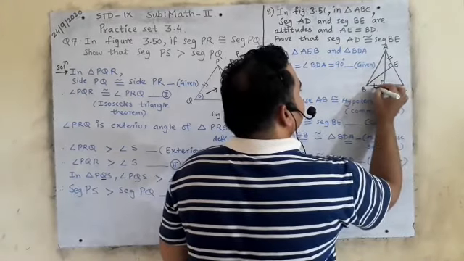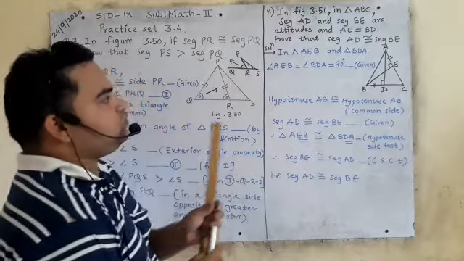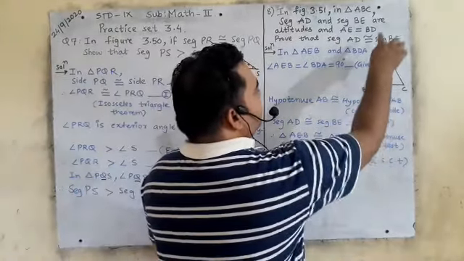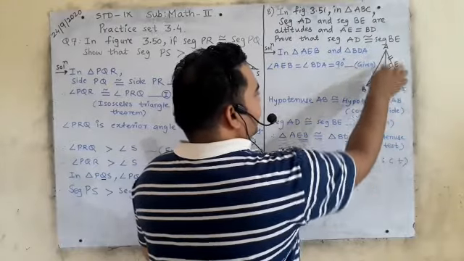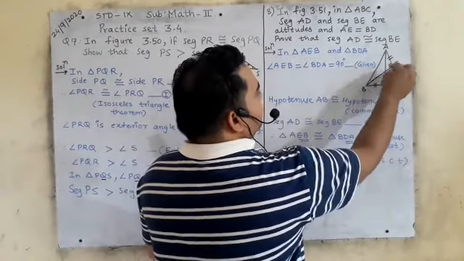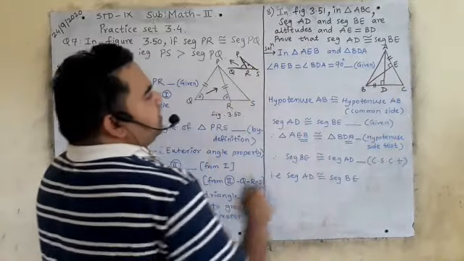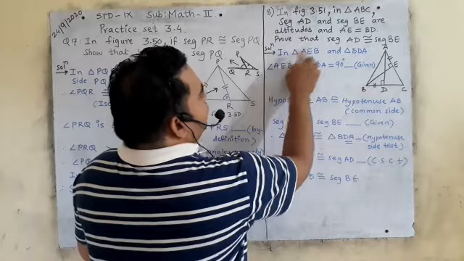This is equal to this. It means one side of this triangle. Can you see there are three triangles? One is the bigger one, ABC. One is ADB or BDA, and one is BEA, right? Three triangles. So, in these two triangles, what do we have to prove here?